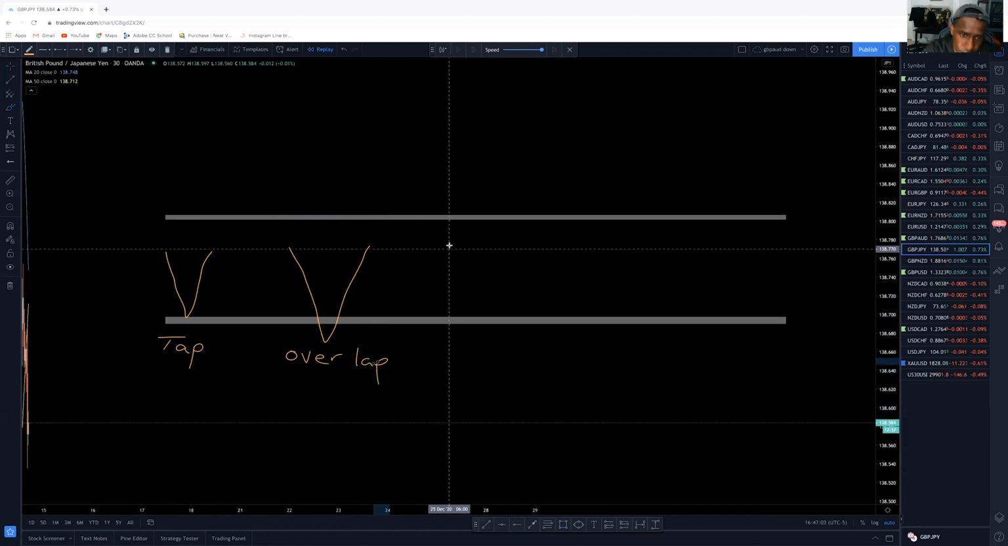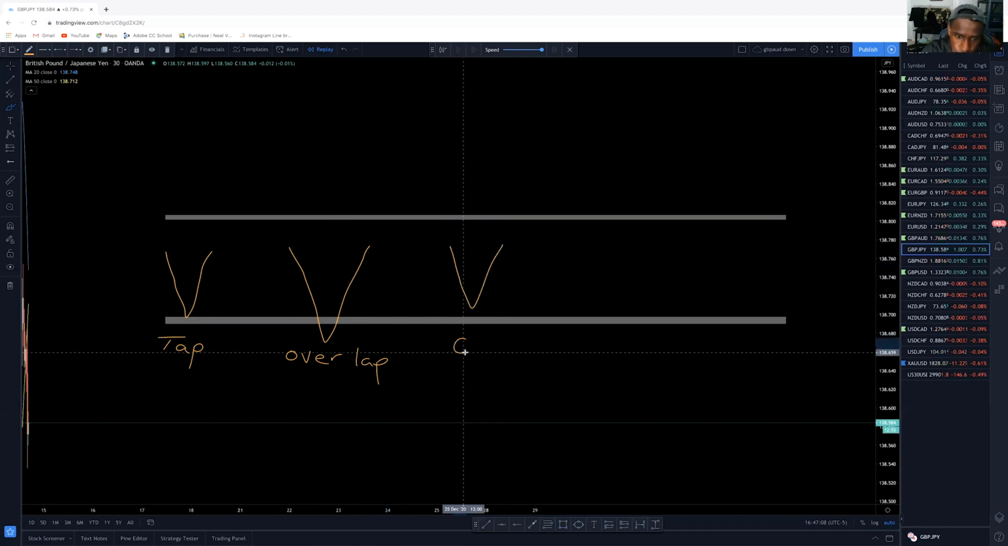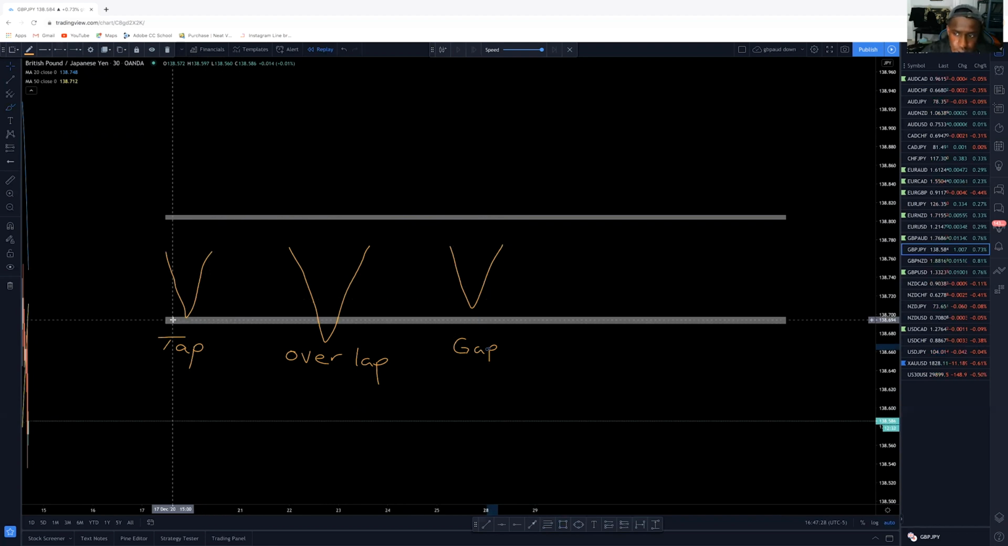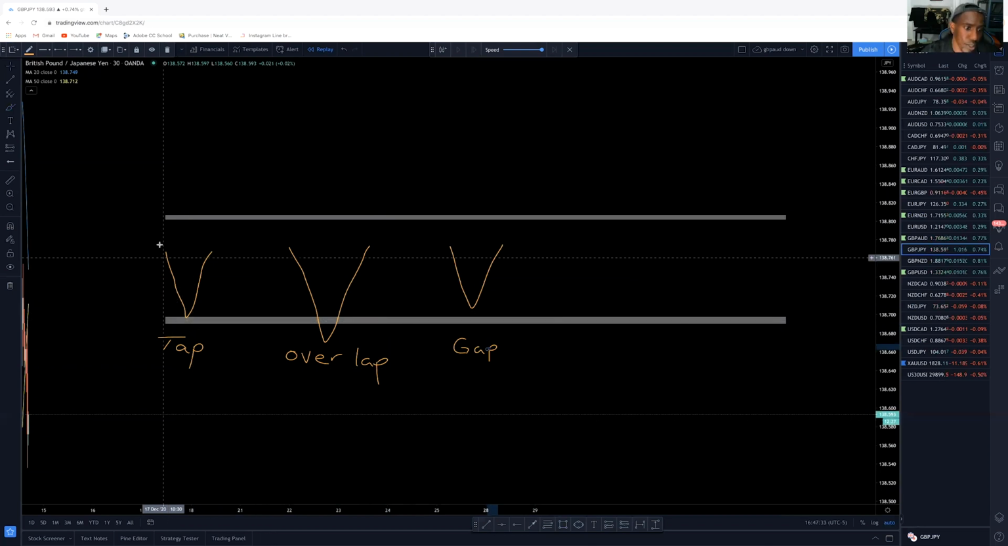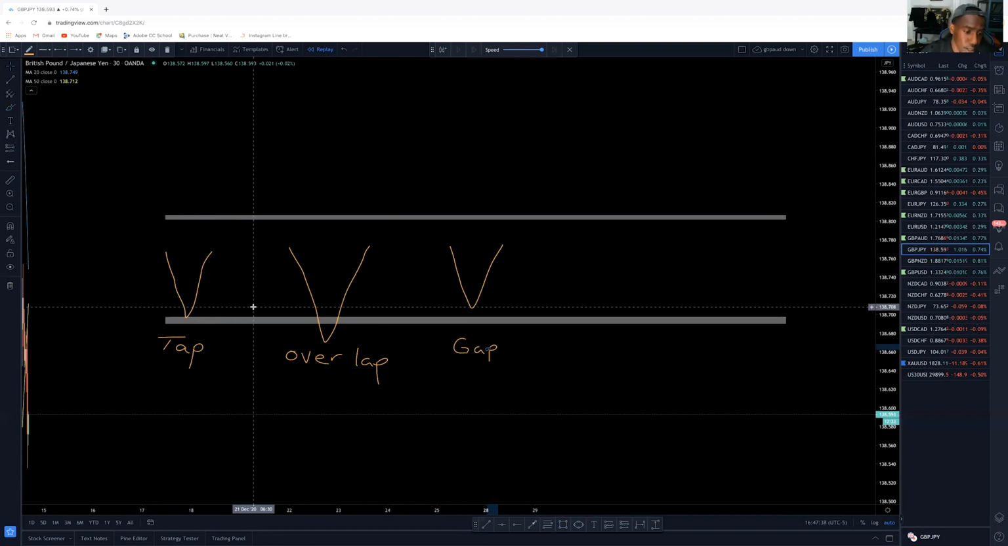And then we have our third type of touch, right? So we have a clear tap of support, we have an overlap of support, and then we also have a gap of support. These are all confirmations. As long as price is coming down to this zone here, it's not a standard price. So it's not just 138.69.3, it's a zone. So as long as price is coming down into the zone and it's pushing away, it confirms as a level of support.